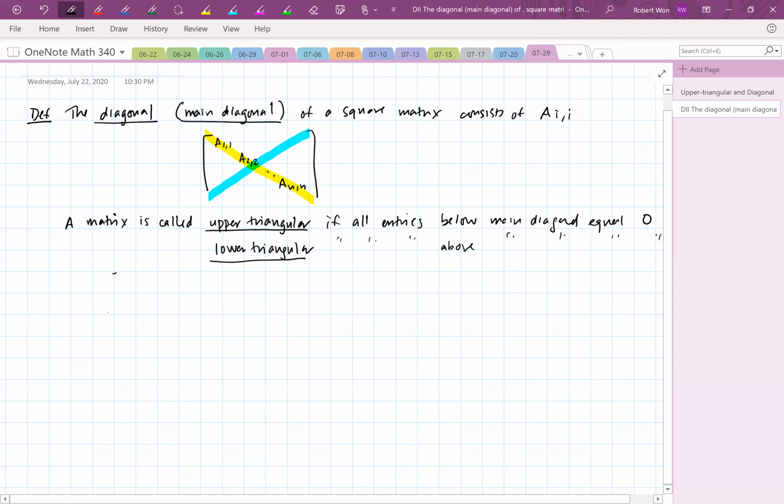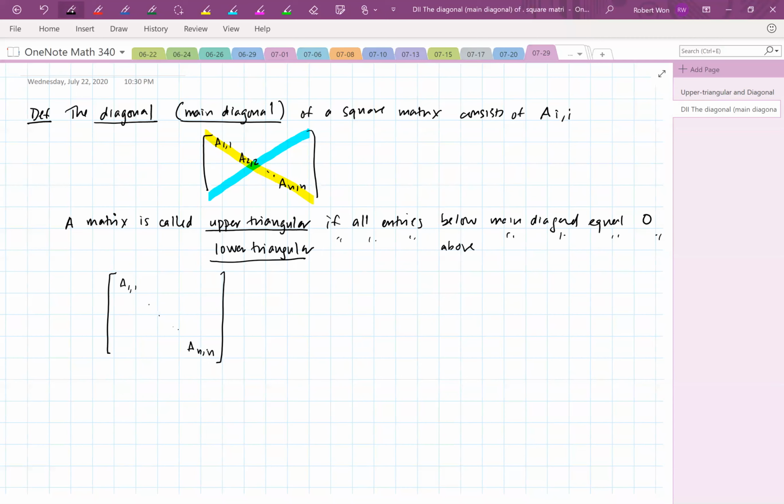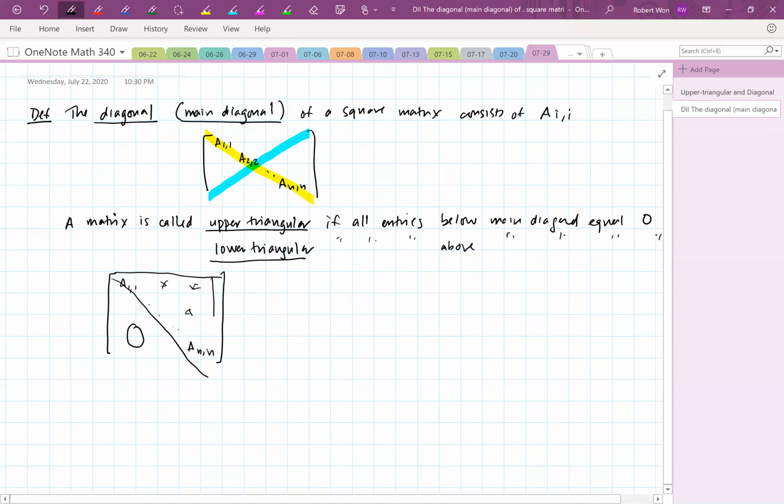Okay, so that upper triangular matrix looks like this, right? So you have the main diagonal, a_11 down to a_nn. Upper triangular says that everything below here is 0. So everything here is all 0. Everything above could be anything. So it's this triangle, right? It's upper triangular. All the non-zero entries live in this upper triangle, and lower triangular has anything here and zeros here.